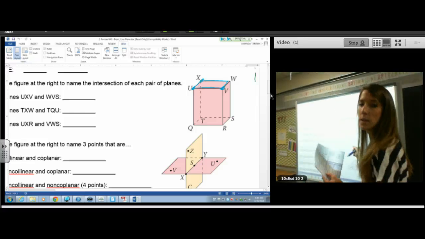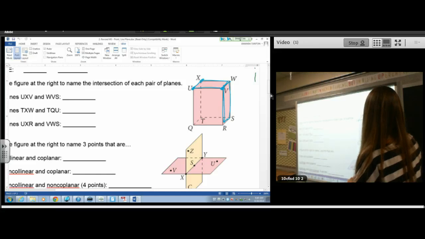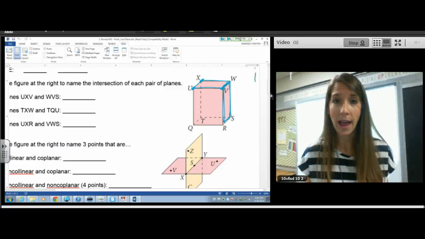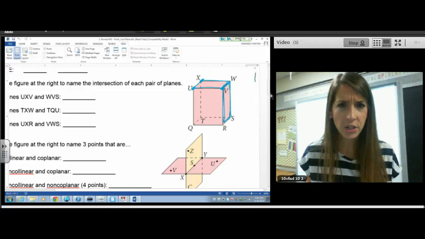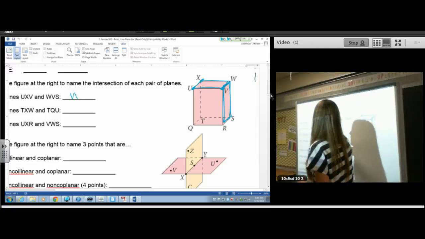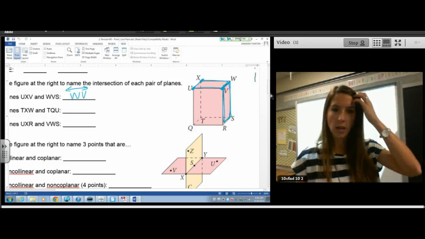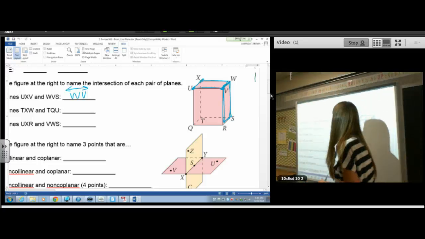WVS, WVS is the right side of the plane. So it's asking, where does the top intersect the right? Where does it overlap? Where do those two rectangles touch? That's what it's asking. So the answer is capital W, capital V with a line on top. Because when two planes intersect, you get a line. I'm going to do the next one, and then we're going to move on to the next question, okay?